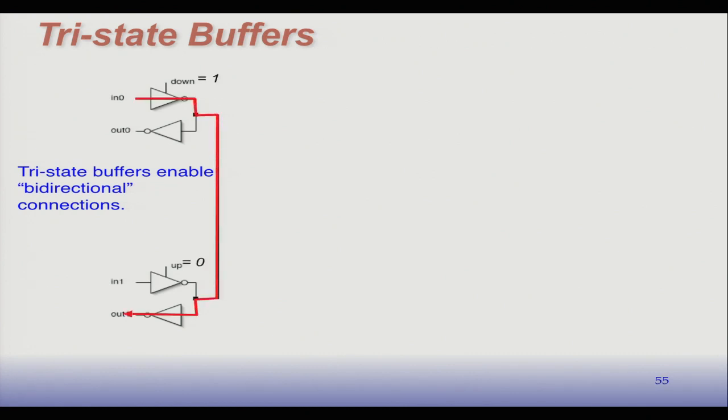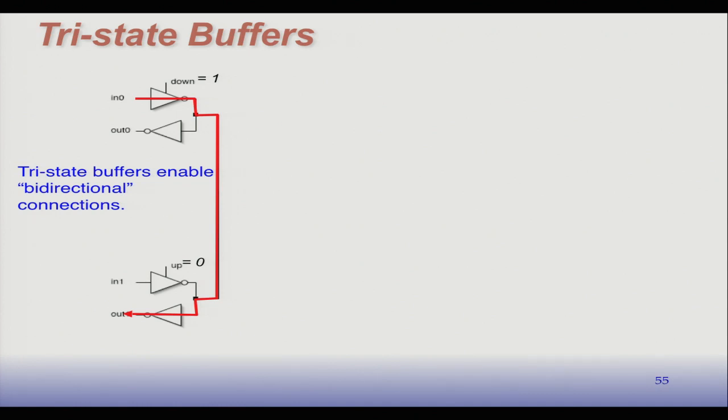Okay, so if we want to go down the red line, set the down signal to 1, set the up signal to 0. So that disables this. It just disconnects the input from its output. So this node is floating, but it's not really floating because it's being driven by that tri-state buffer there.